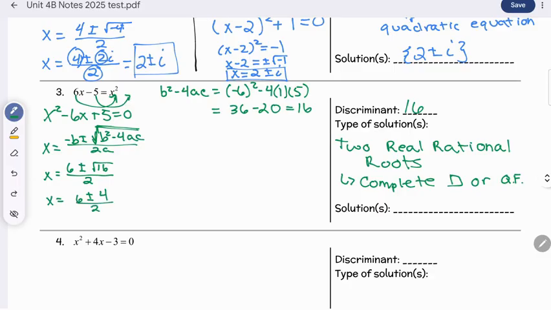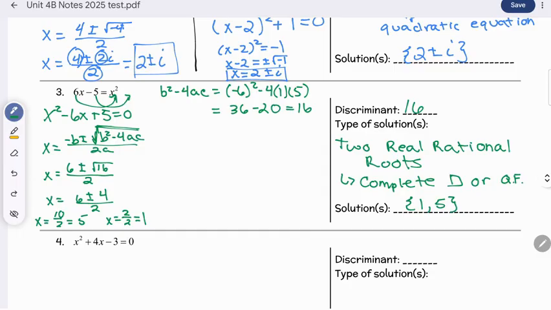Okay. And we can split that out into two different equations. So this would be x is equal to 6 plus 4, which is 10 over 2, which is 5. And then x is equal to 6 minus 4 over 2. So it's going to be 2 over 2, which is 1. Okay. So our solutions are 1 and 5.